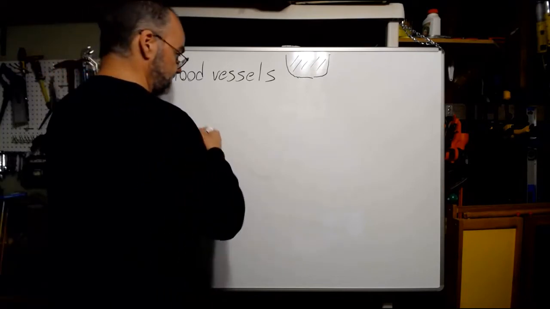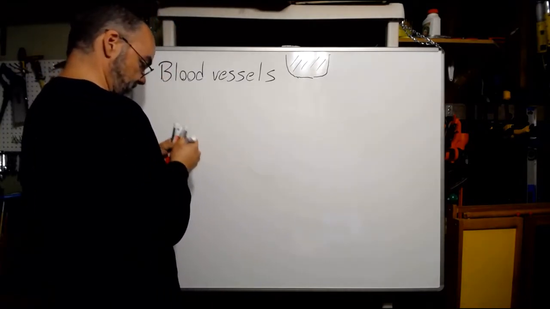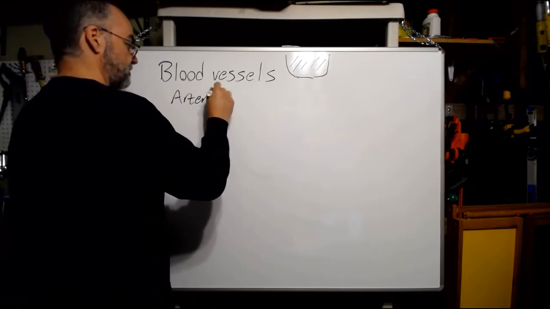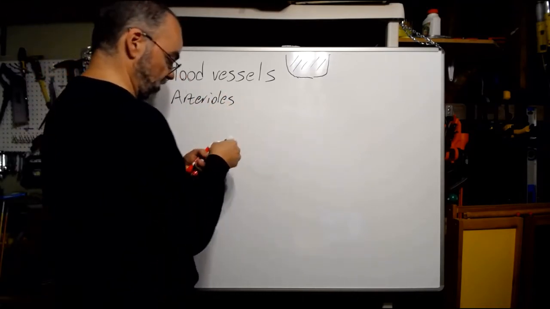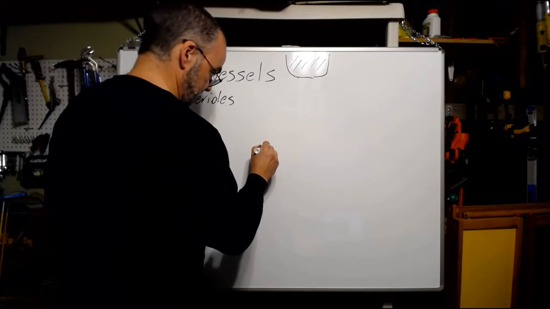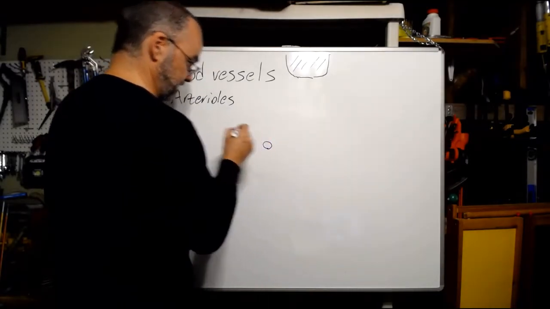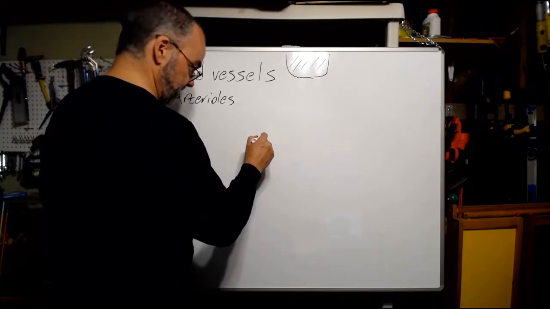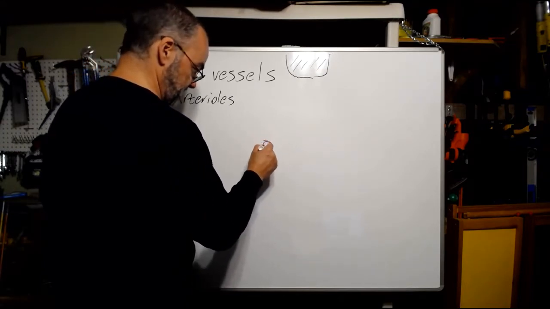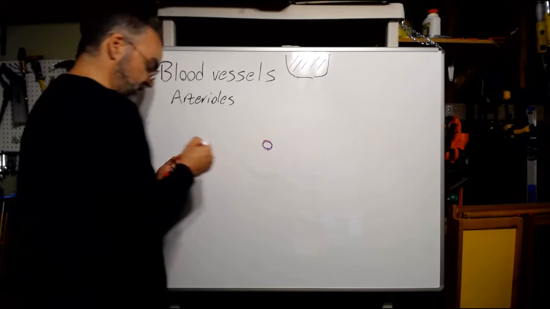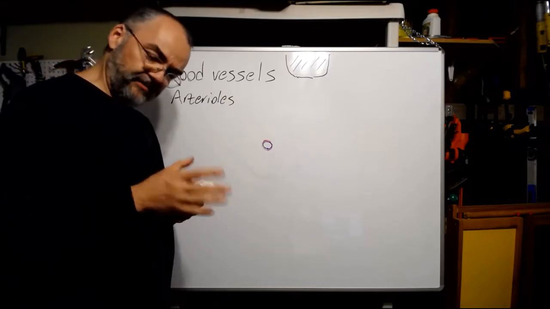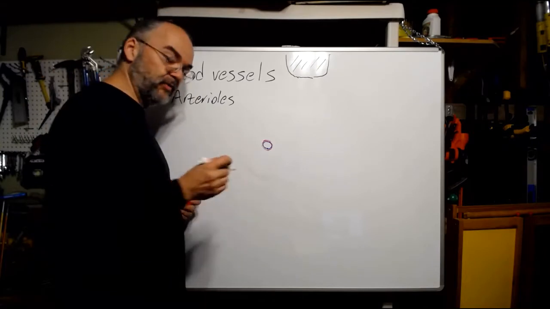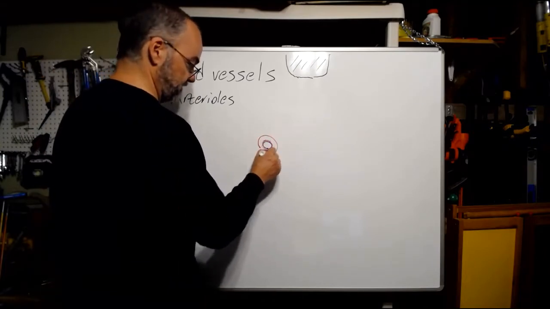Arterioles are smaller. They have a tunica intima, which is the endothelium and its basal lamina. Not a lot of elastic tissue, just a little bit of elastic tissue in that basal lamina. And then they have a tunica media of some smooth muscle.